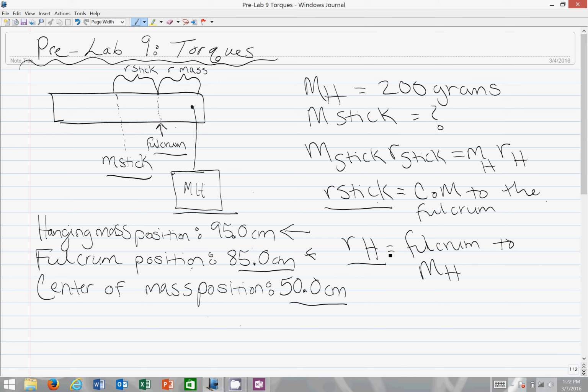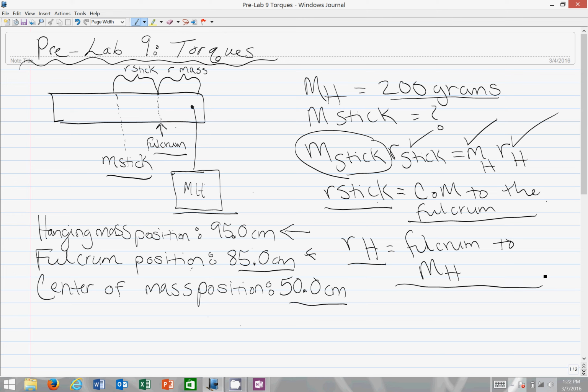Now you take those variables and plug them into the equation. We're looking for mass of the stick. We have r of our stick, which we found right here, the distance from center of mass to the fulcrum. We have our hanging mass, which is 200 grams, and we have our r hanging mass, which is the distance from the fulcrum to the position of the hanging mass. Once you solve for that, you will know the mass of your meter stick.